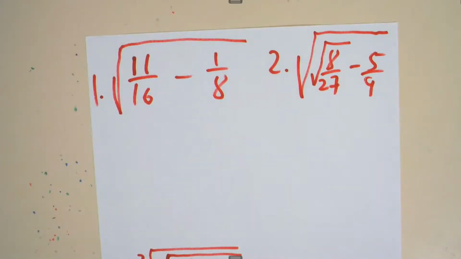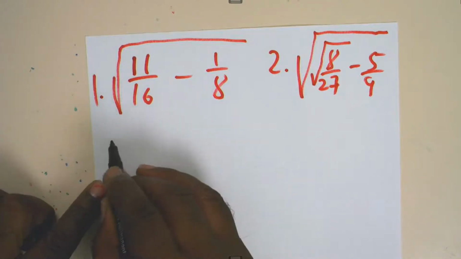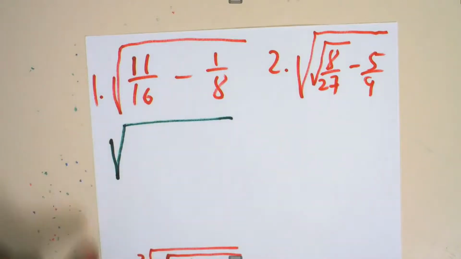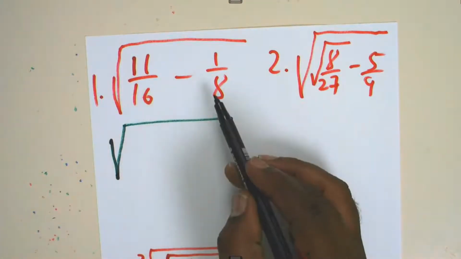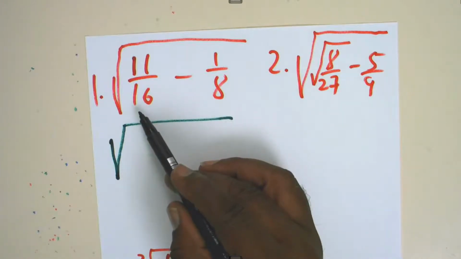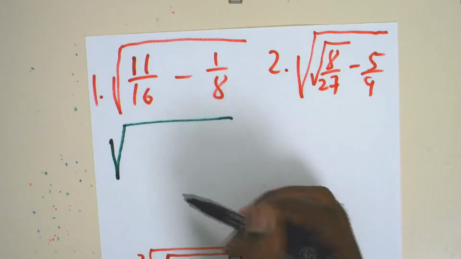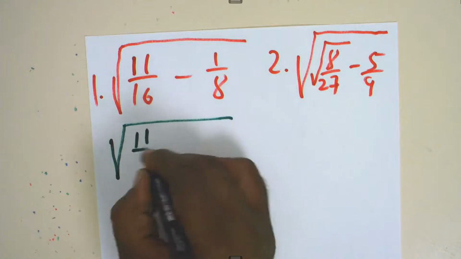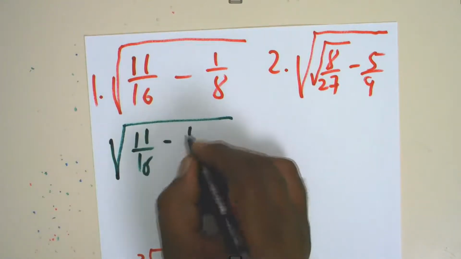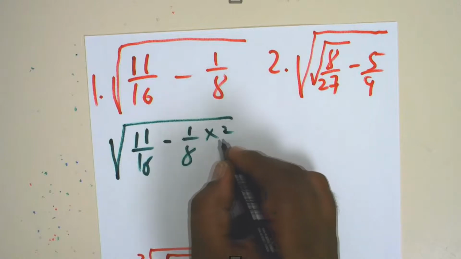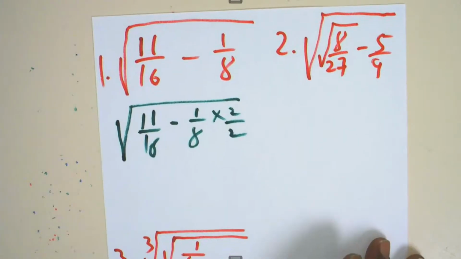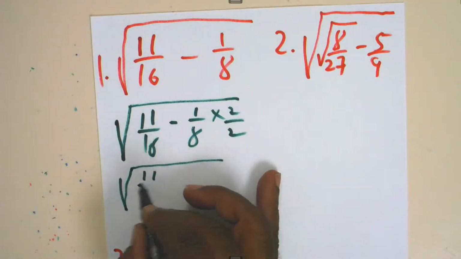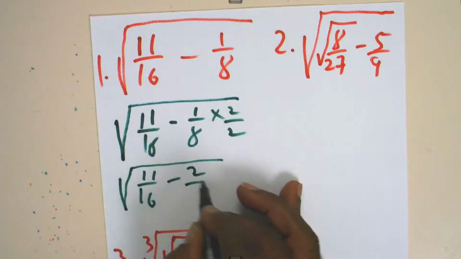Now we can quickly go back to the exercise that I left you with. Remember, we are working with fractions, right? Now we look for the LCM. This is 16. We want also this to be 16. Then you can say, okay, 16 divided by 8 is 2. Therefore, you're going to multiply by 2 to get 16. Minus 1 over 8 by 2 over 2. There's our LCM. 11 over 16 minus 2 over 16.